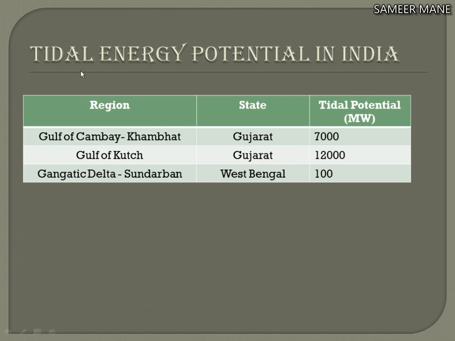Let's see the tidal energy potential in India. Region, state, and tidal potential in megawatts. The Gulf of Cambay, placed at Khambat in Gujarat state, has 7,000 megawatt capacity. Then Gulf of Kutch. This is also placed in Gujarat, which has 12,000 megawatt capacity. And the last one is the Gangetic Delta, Sundarban, placed in West Bengal, which has only 100 megawatt tidal potential capacity.